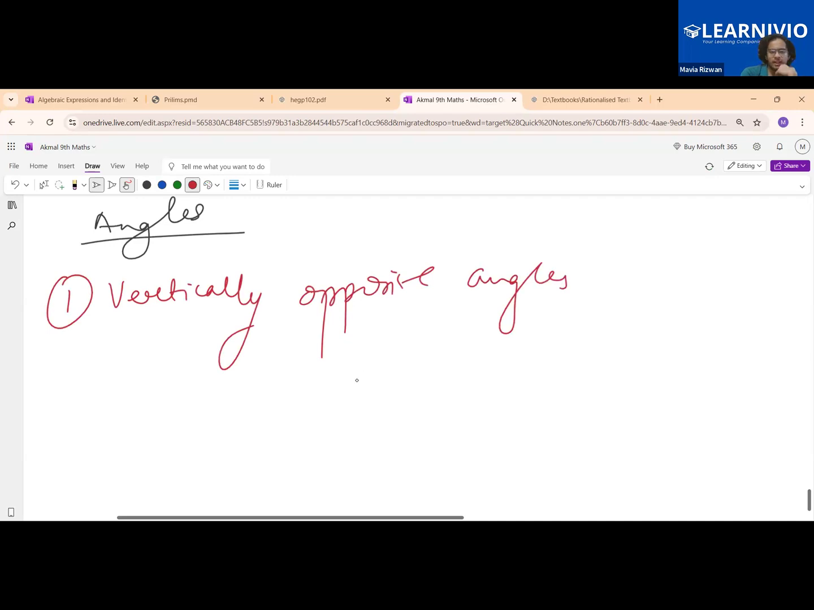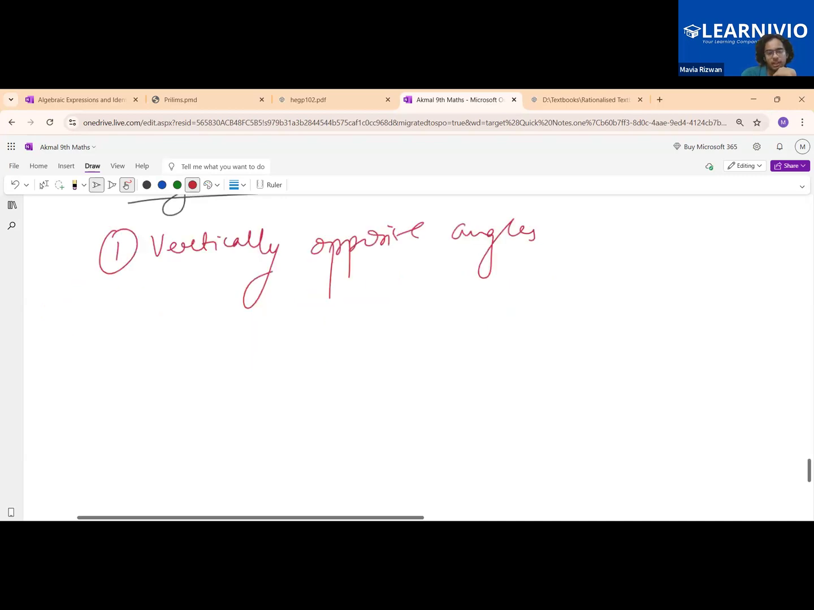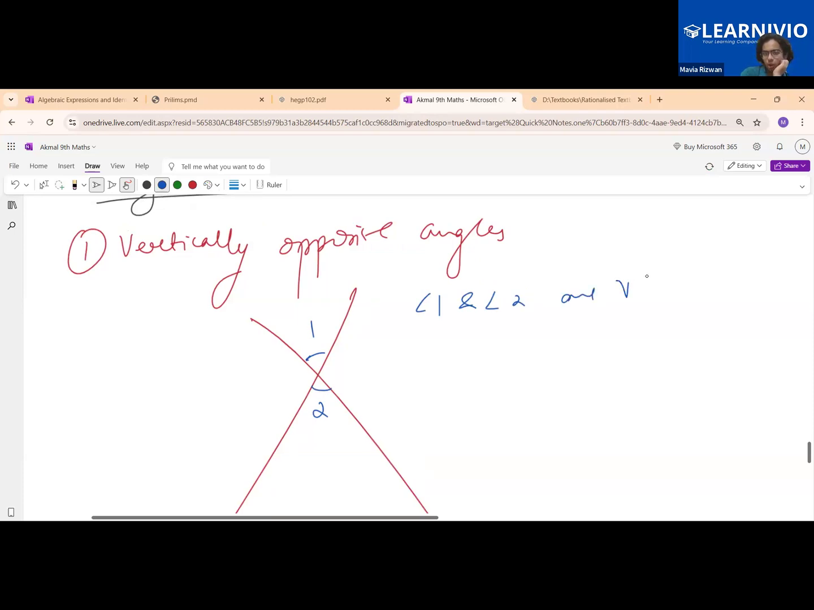What are vertically opposite angles? Let's say I have a pair of intersecting lines. I have these two intersecting lines. So this angle and this angle. If I name this as angle 1, this is angle 2. So angle 1 and angle 2 are vertically opposite angles.